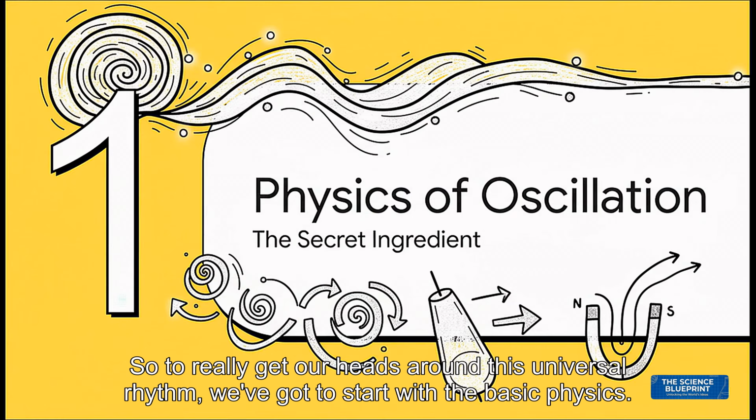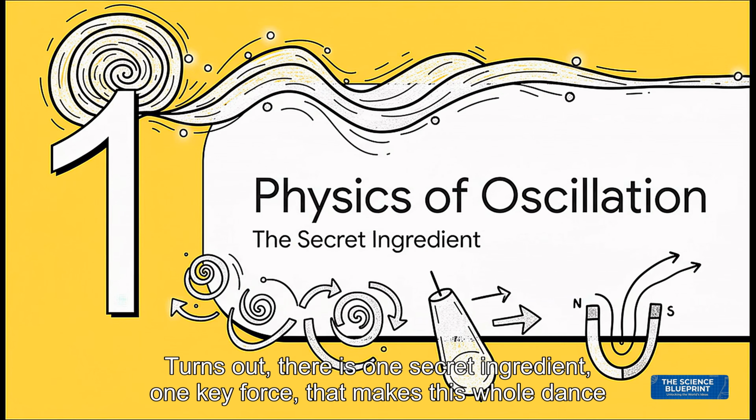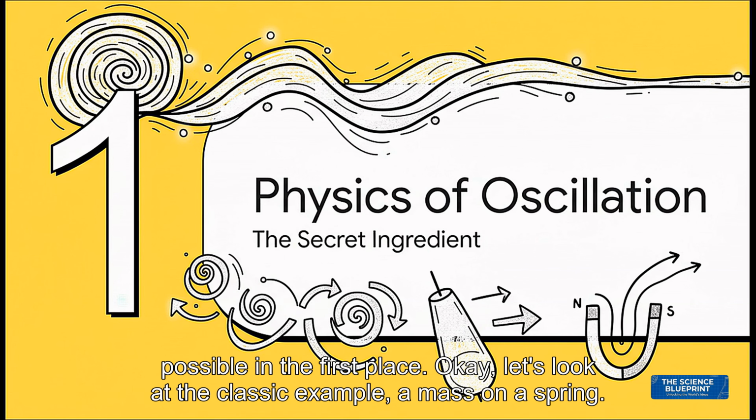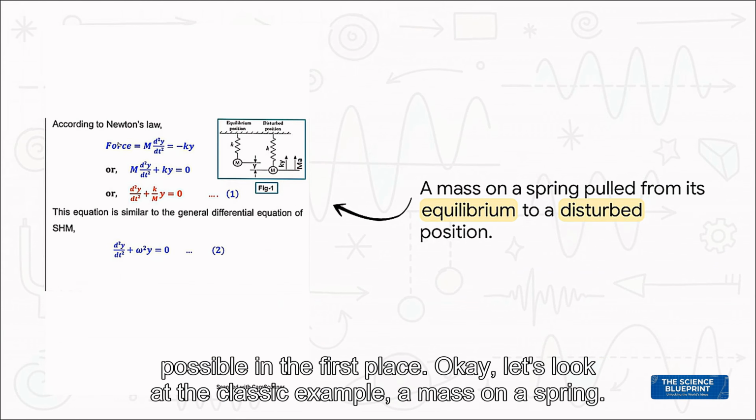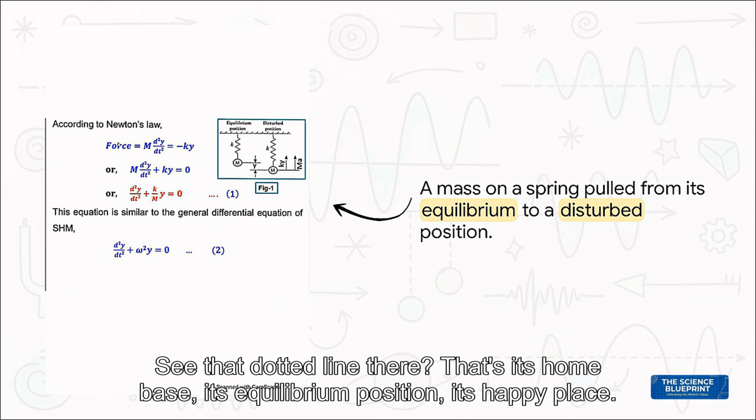So to really get our heads around this universal rhythm, we've got to start with the basic physics. Turns out, there is one secret ingredient, one key force that makes this whole dance possible in the first place. Okay, let's look at the classic example, a mass on a spring. See that dotted line there? That's its home base, its equilibrium position, its happy place.